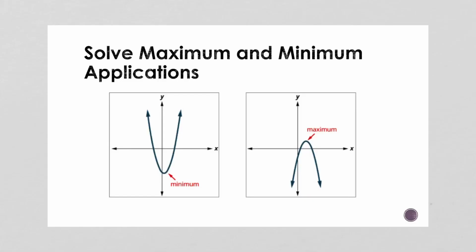All right, I just wanted to remind you that anytime your parabola opens upward, the vertex is your minimum or your lowest possible point, okay? And anytime your parabola opens downward, your vertex is your maximum point or your biggest point, your highest point, okay?